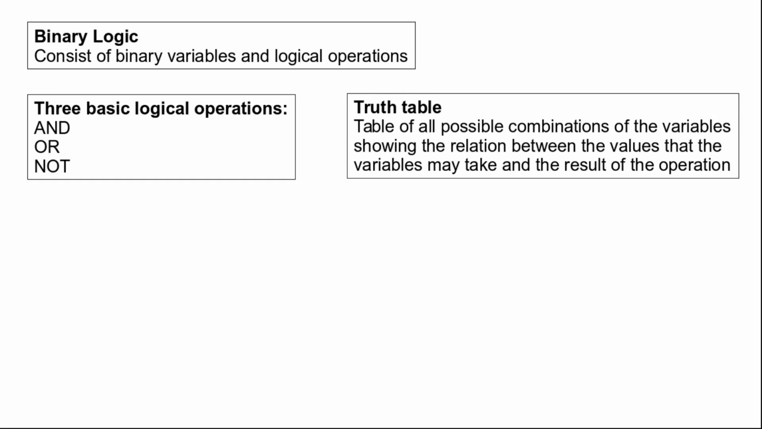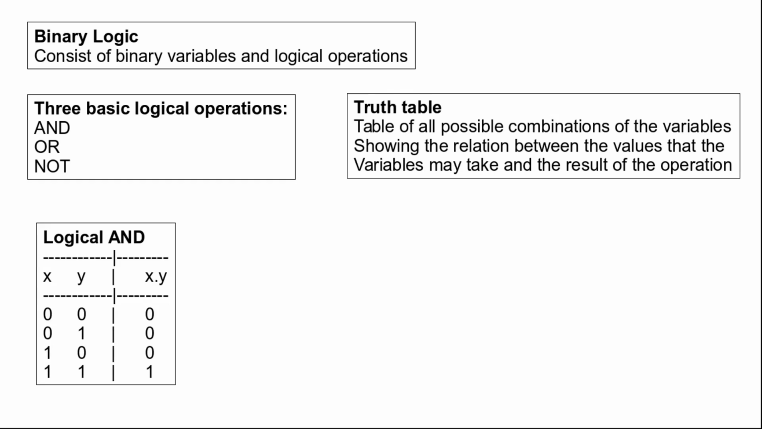We already know what truth tables are. A truth table is a table of all possible combinations of the values the variables may take, and the result of the operation. Let us look at the truth table which can actually define the three logical operators.